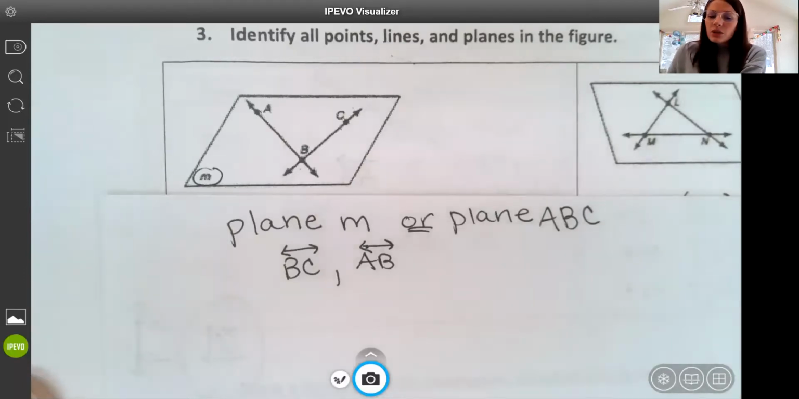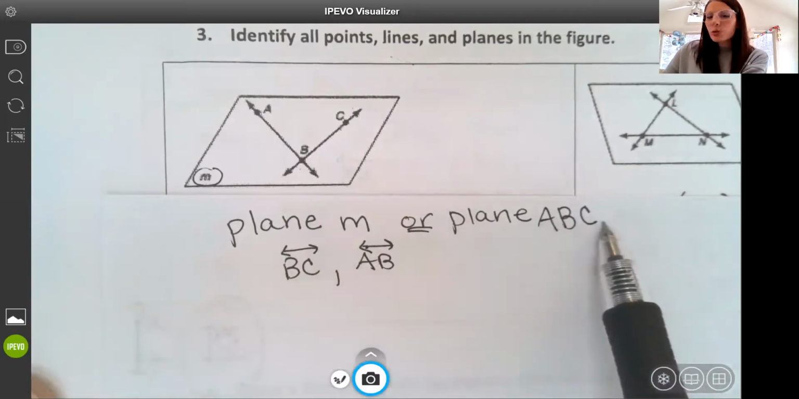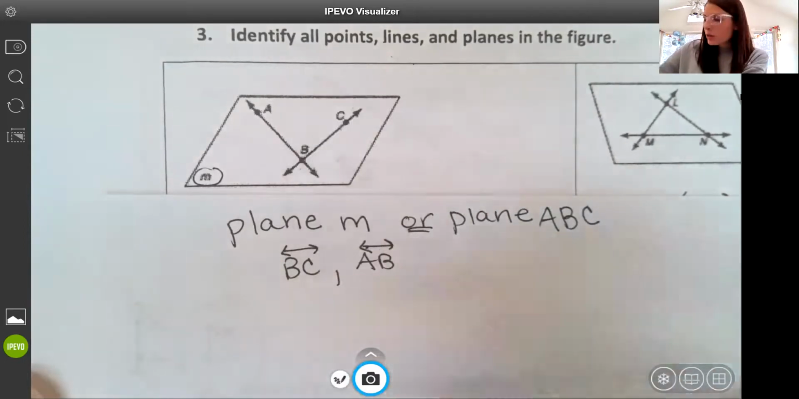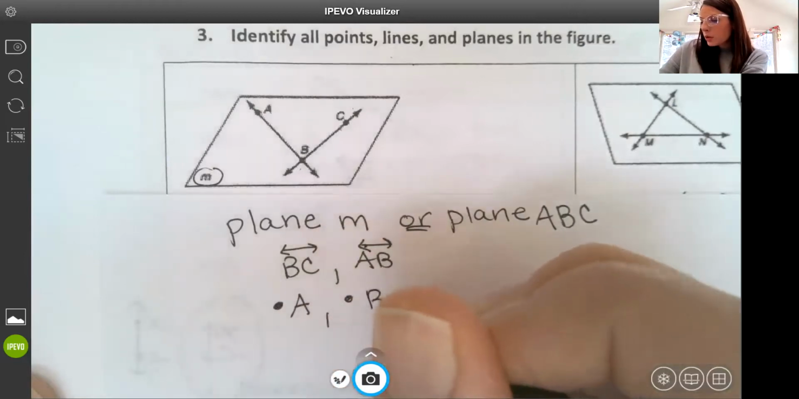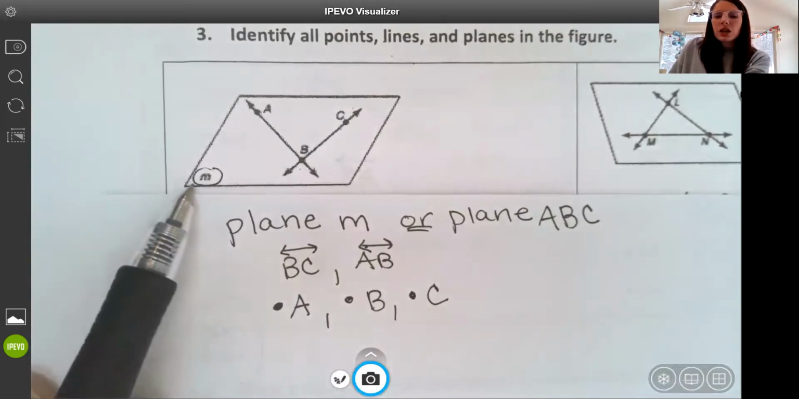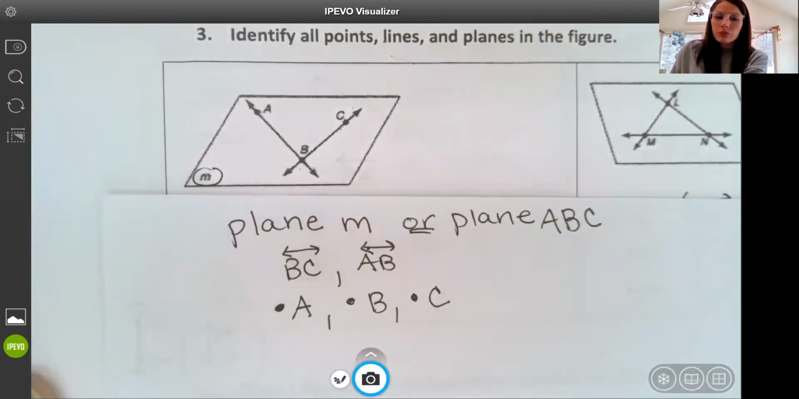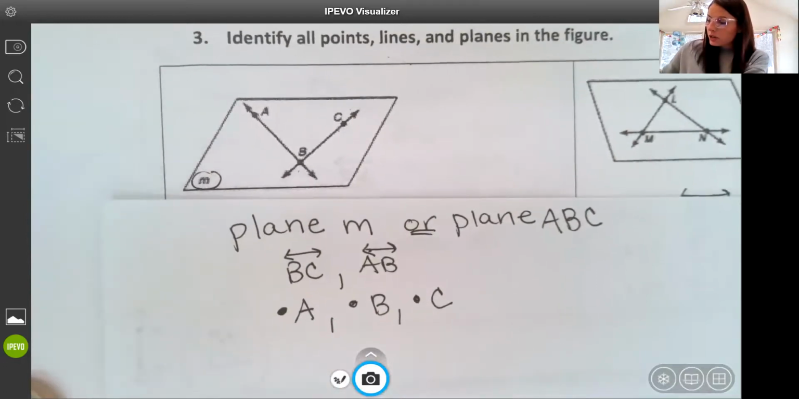And then this is also something we talked about yesterday. The points I have are A, B, and C, which when I use them to label, I'm not putting little points on top of it, but when I'm identifying the points, I have to put a point. So point A, point B, and point C are in this diagram. M is not a point. M is just a label of that plane. Okay, so those are our things that we have in that diagram.